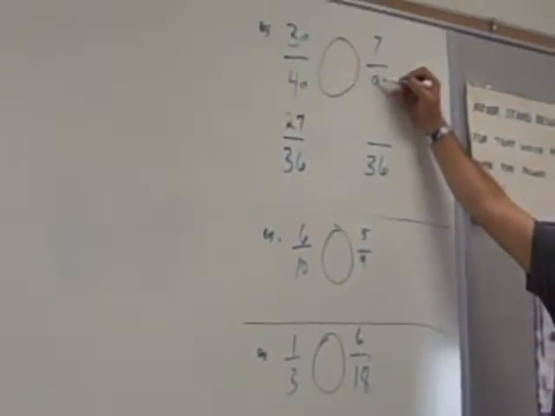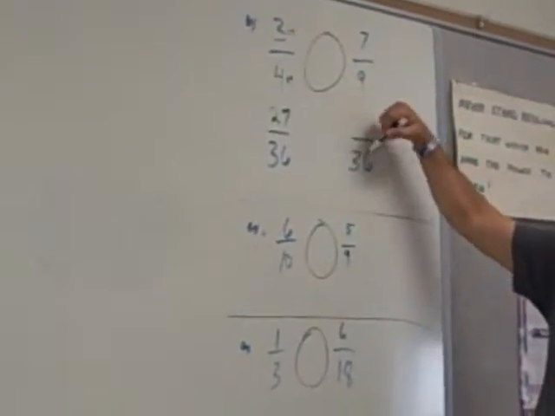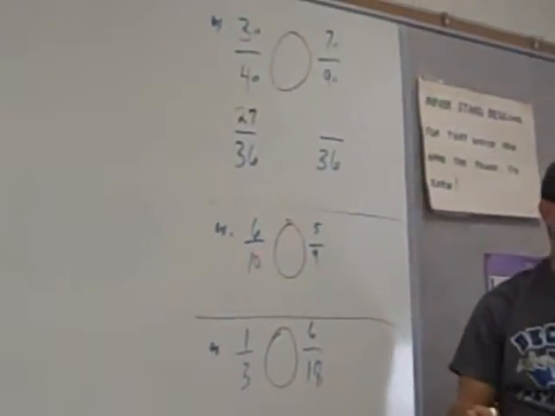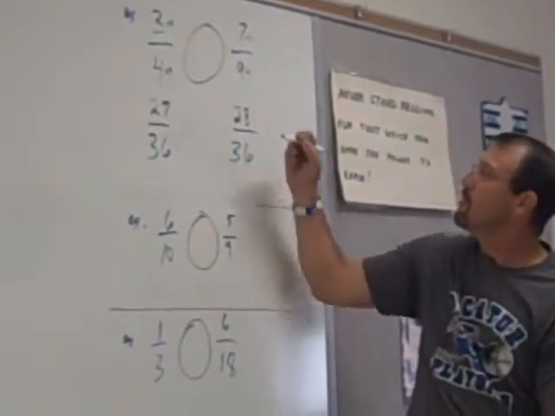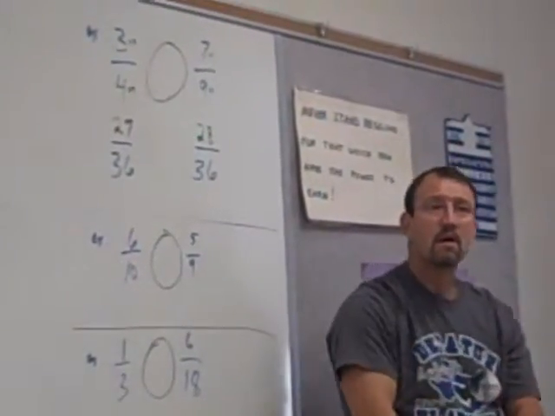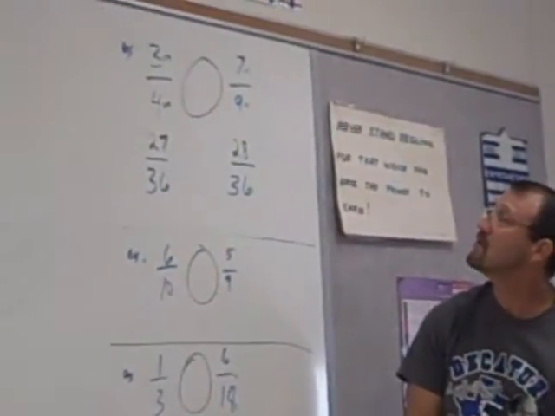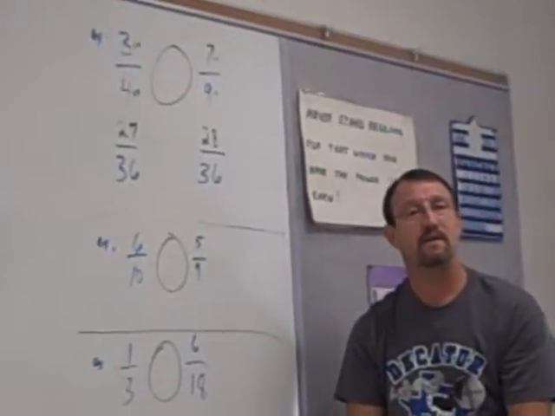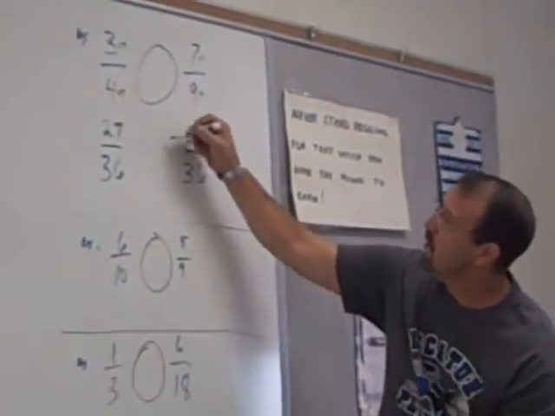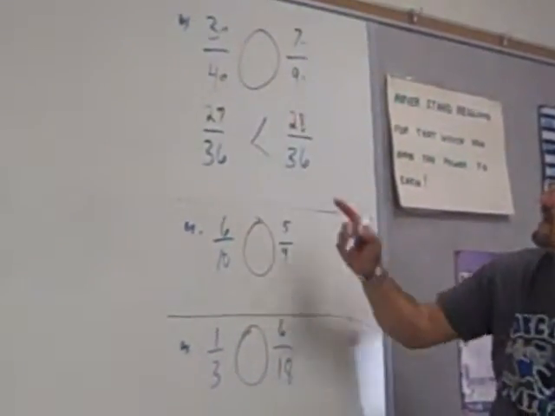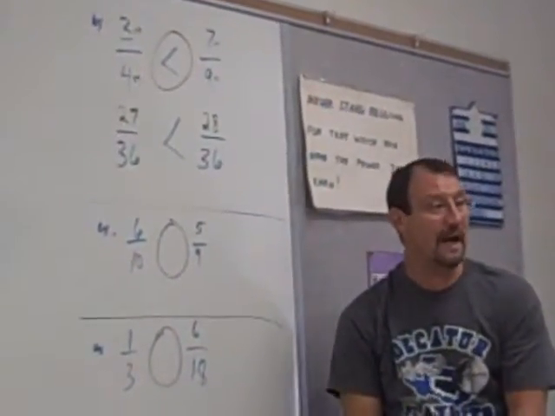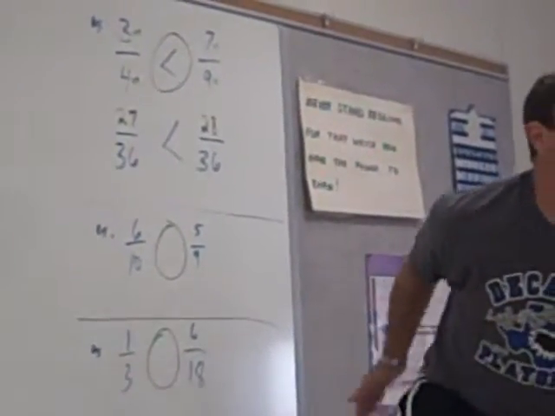Now, let's play over here. How did 9 turn into 36? Times 4. Go to the top. Times 4. 7 times 4? 28. Can you tell which one's bigger now? 27 or 28? 28's bigger. My arrow eats the 28, points to the smaller. So there we go. Look at that. Are y'all okay with getting the same bottom and looking at them?